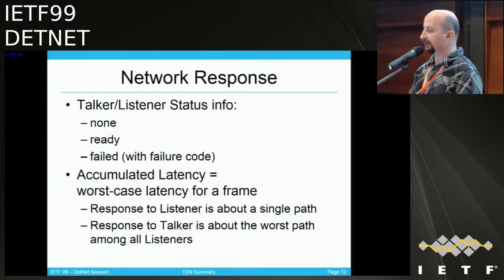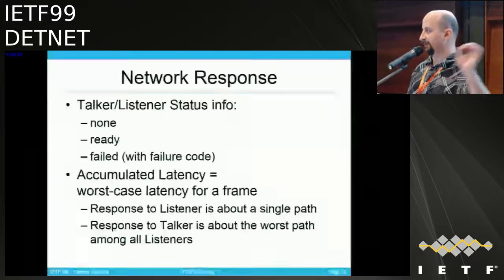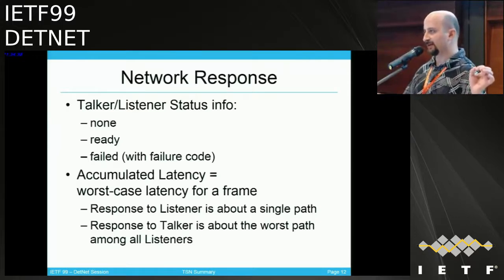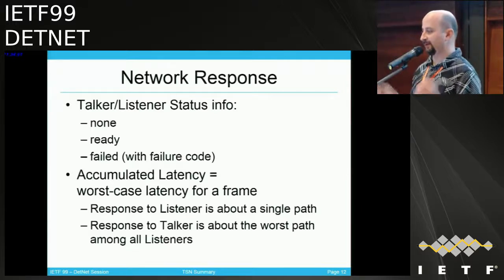In the response, that includes as well an accumulated latency, which is a worst case latency for one frame. If this response is sent to the listener, to the destination, then it is about a single path. So from the source to the destination, this is the worst case latency. When the network sends this response to the talker, to the source of the stream, then it is about the worst paths among all the listeners. So the worst case latency for the longest or worst path.